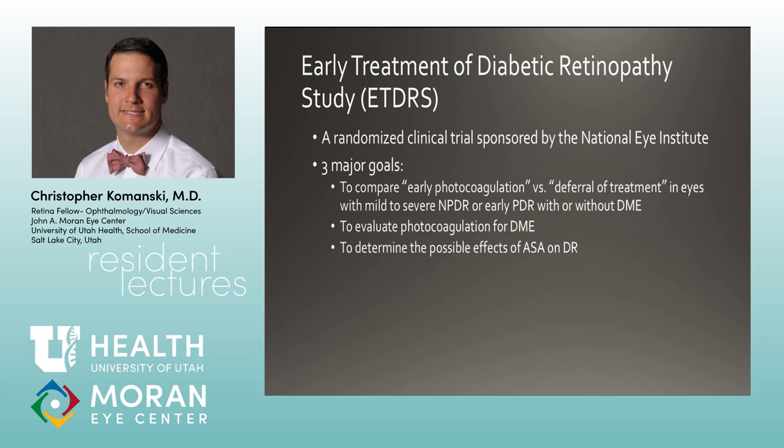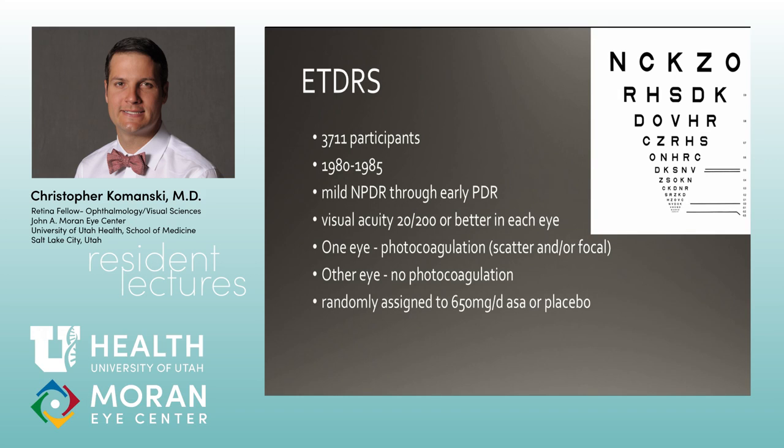So the ETDRS study is a randomized clinical trial sponsored by the National Eye Institute. It had three goals: compare early photocoagulation versus deferral of treatment in eyes with mild to severe NPDR or early PDR with or without DME, evaluate the effect of photocoagulation for DME, and look at whether aspirin would change the disease course of diabetic retinopathy. One of the things it gave us was the ETDRS chart, which measures the number of letters you can read, and has become standard for many ophthalmology studies since.